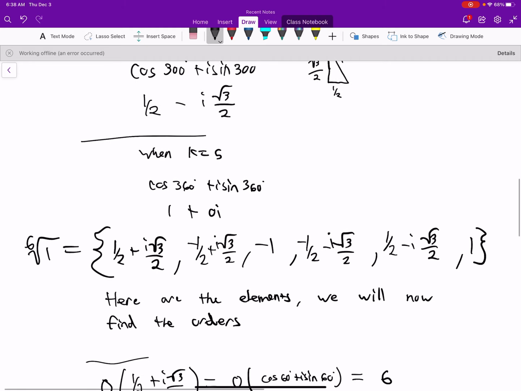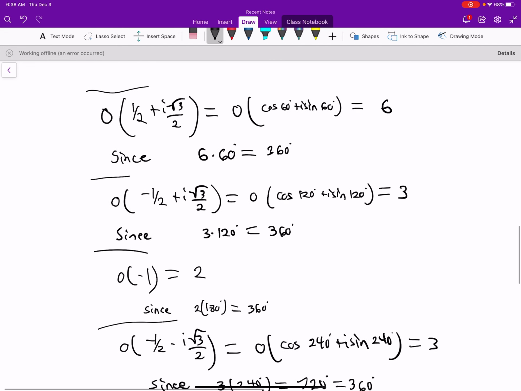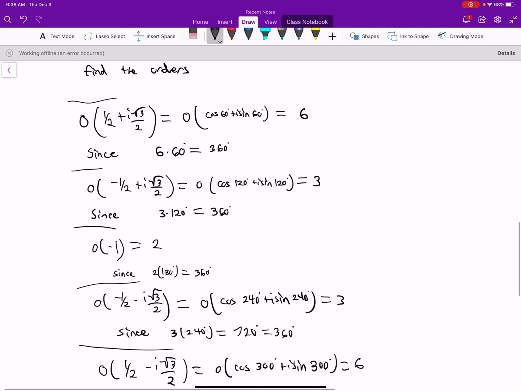So then here are the elements. And there we go. So the order of this is going to be 6, because that's the least power that we can get. So again, 1/2 plus i root 3 over 2, the least number that you can get, other than 0. It's got to be a natural number, not a whole number. So the least one is 6. If you were to try 1, 2, 3, 4, 5, it wouldn't work. But when you get to 6, it'll work. I think 12 will work too, but that's not the least one.